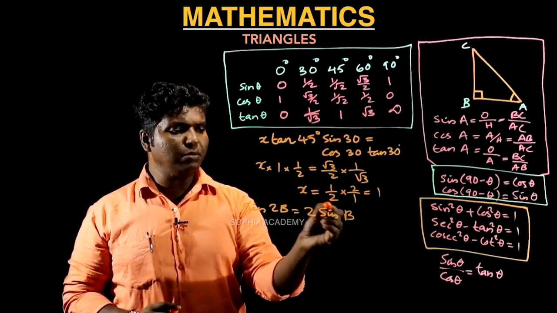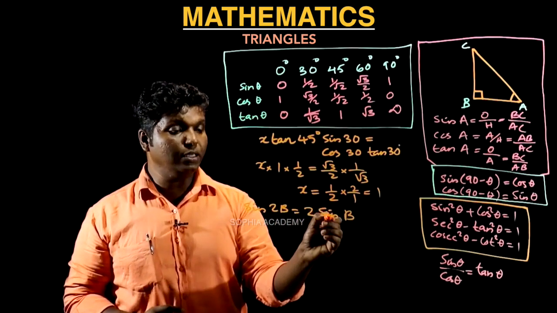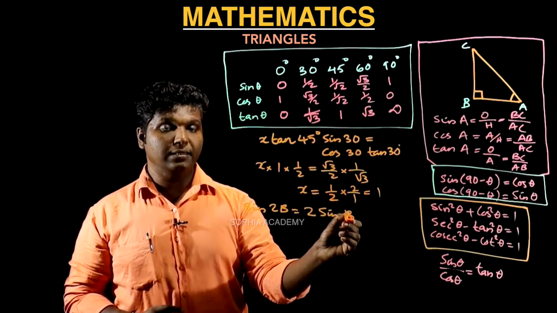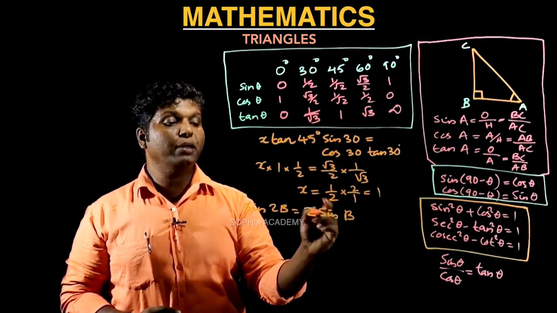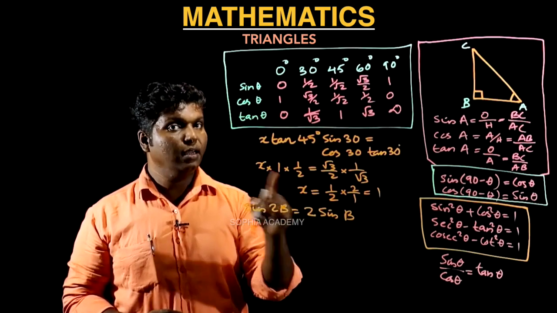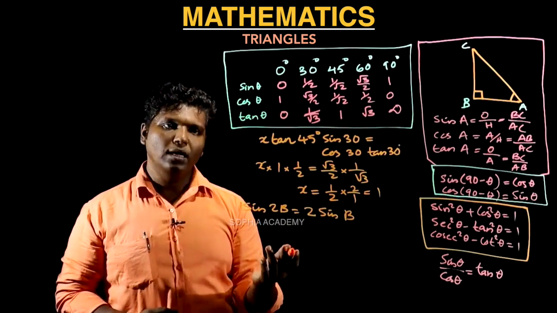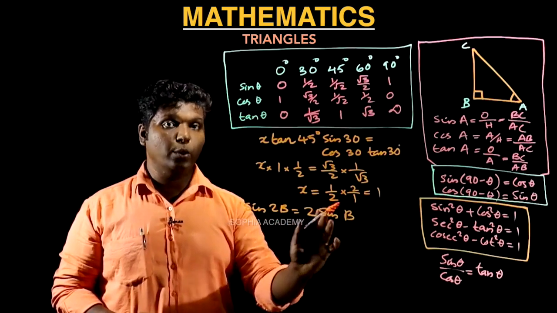Now, if you are giving 30 here, you have to give 30 here also. So 2 into sine 30. What is sine 30? Sine 30 is 1 by 2. So 2 into 1 by 2 is 1. What did we get here? It was root 3 by 2. What did we get here? It is 1. Is it true? No. That means even if you are giving a smaller value, it's not going to become equal.